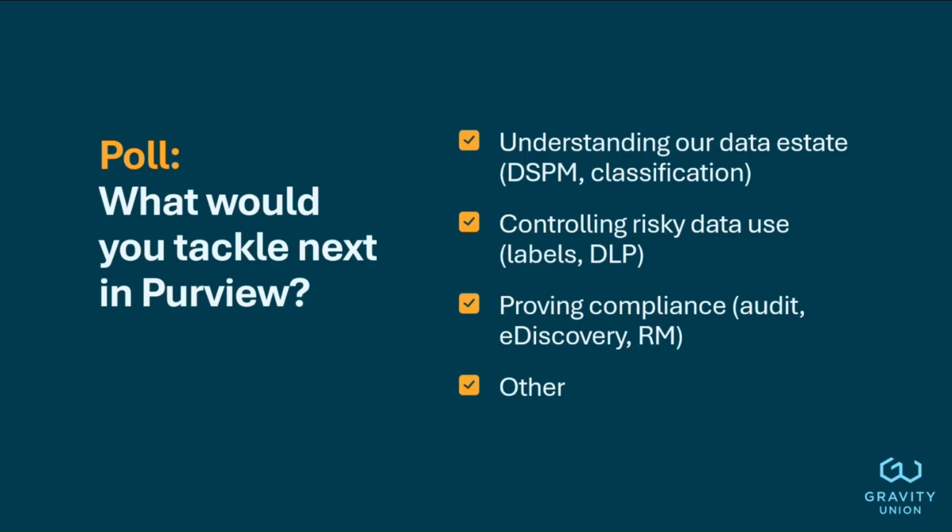So just to wrap up here in the last few minutes, we'll throw up our last poll. Just to get you thinking, we're not using this for anything, but maybe just for yourself: where would you go next in Purview? What would you want to tackle next? Is it understanding your estate more? That's more the classification side. Is it controlling risky data use? That's protection. Or is it proving compliance, getting more data and information? Or something else? If you want to use other, you can do that too. Just want to think about it.